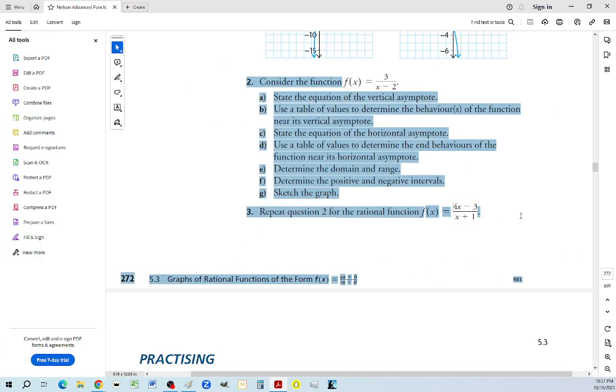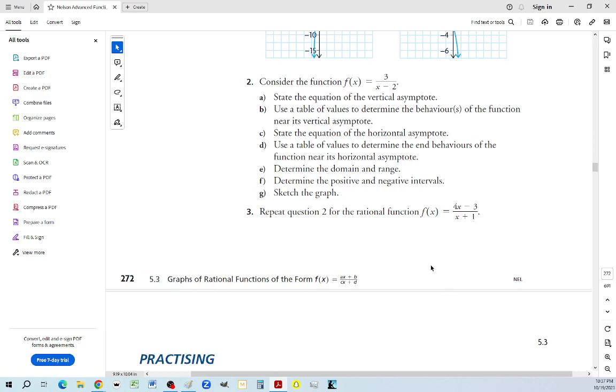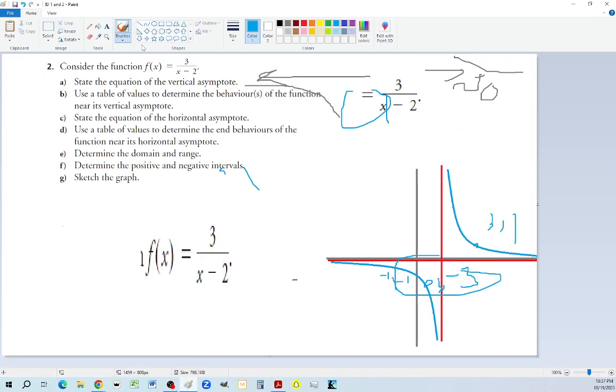They ask us to do it again for this. I'm not going to sketch it, but I will give some basics on it.